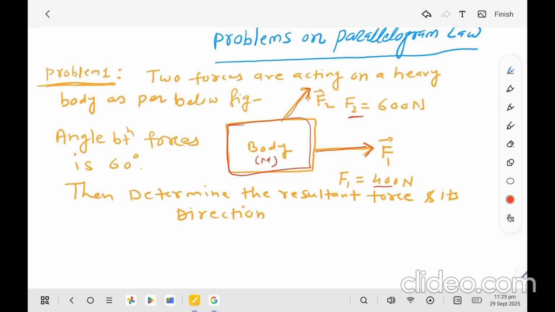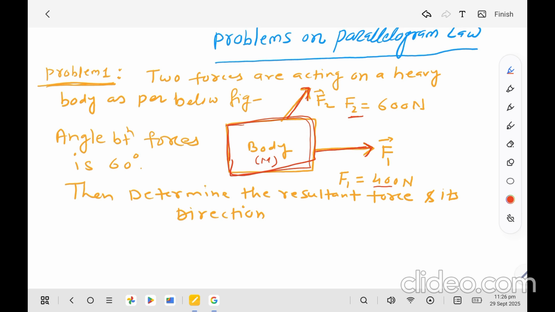Okay, so today I will discuss a few problems based on the parallelogram law. So let's start with problem number 1. Two forces are acting on a heavy body of mass m. This is the object or body. Force F1 is acting in this direction, force F2 is acting in this direction.